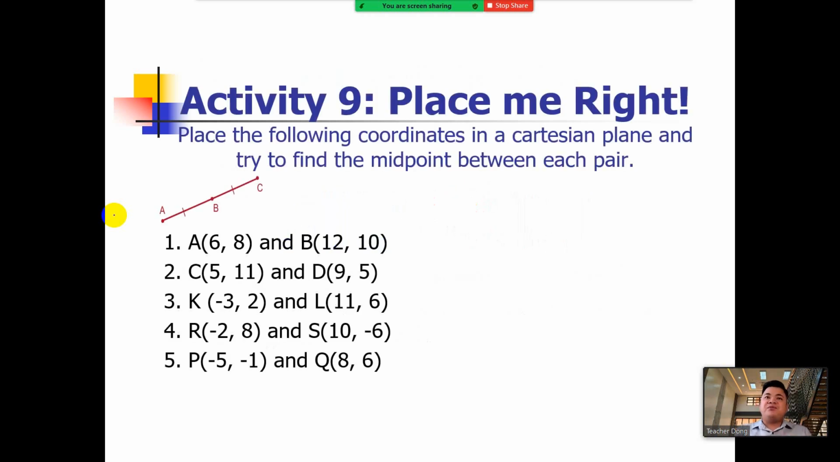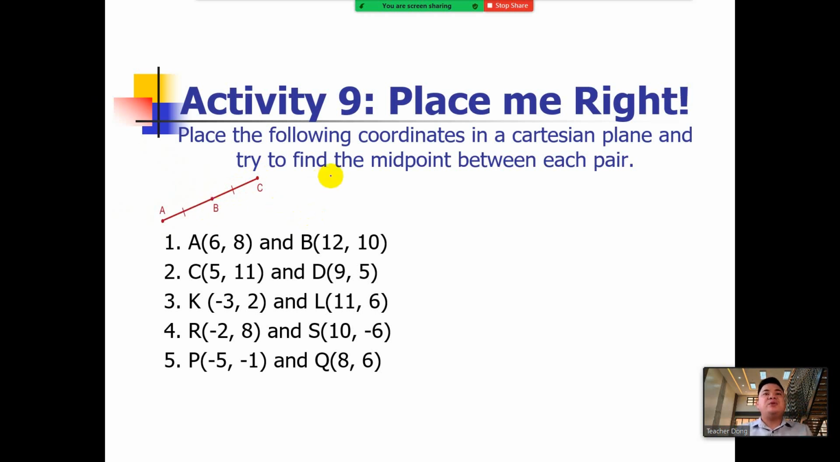Before we start, let's have Activity 9 before we go to the midpoint formula. Place the following coordinates in a Cartesian plane and try to find the midpoint between each pair. Just like what you are seeing here, guys, let's say we have segment AC. The midpoint is point B. As you can see, the definition of a midpoint is that it divides the segment exactly into two congruent parts. It is not a midpoint if it does not divide the segment into two congruent parts.